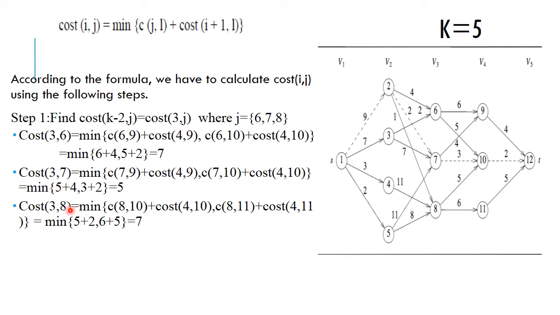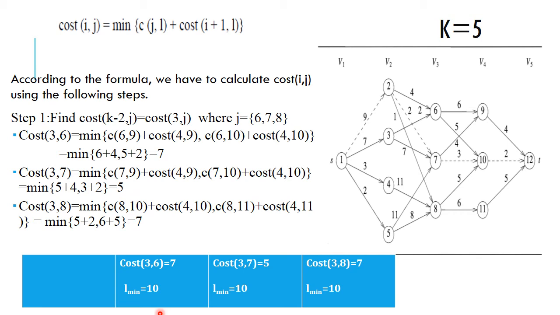Similarly, you can find cost of 3, 8, and finally cost of 3, 8 will give you the minimum value 7. And remember, every time you always identify the minimum value and keep it. What do you mean by minimum value?